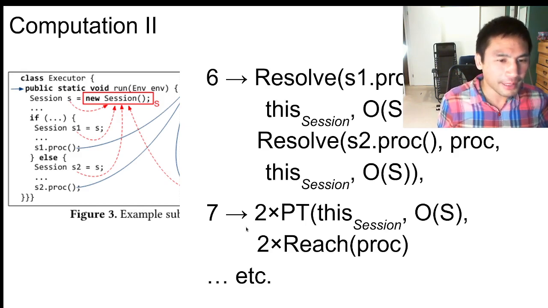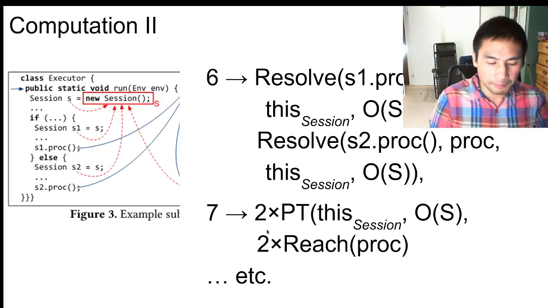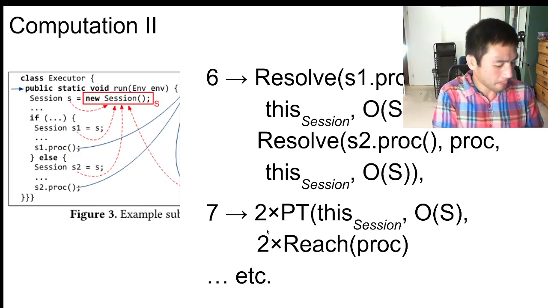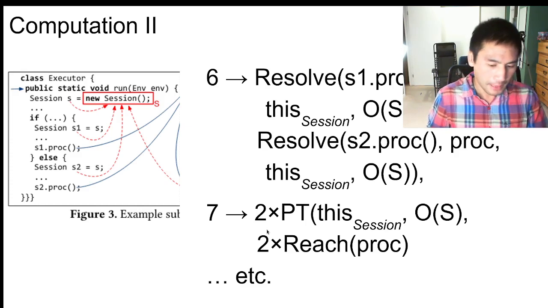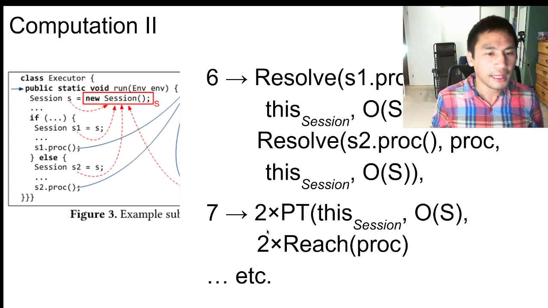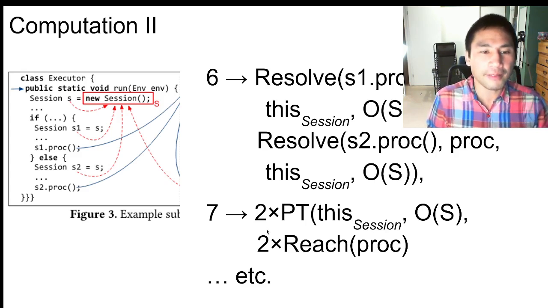Now here we have a session count. I think it's called a session count. Let me just check for sure. It's a support count, sorry. And so what this is saying is that we have PT, this session O of s. I forgot a bracket there, but you can imagine it. And we also have reach proc. And what the support count says is that there's two ways of getting this fact.